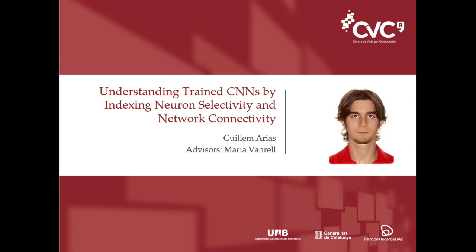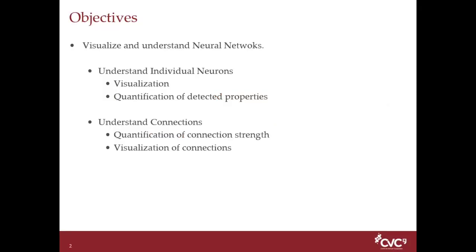In this presentation, Understanding Trained Convolutional Networks by Indexing Neuron Selectivity and Network Connectivity, you will see the aim of my investigations and what we have achieved so far. The main goal of this thesis is to understand better what happens inside neural networks, which are often seen as black box models. In order to do so, we divide our work in two categories: understanding individual neurons and understanding the connections between those individual neurons.